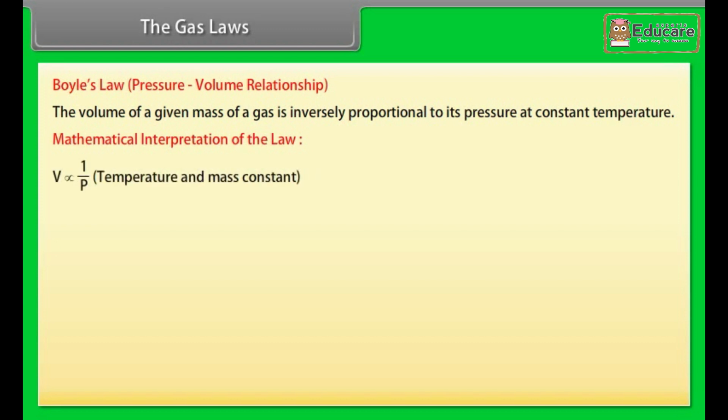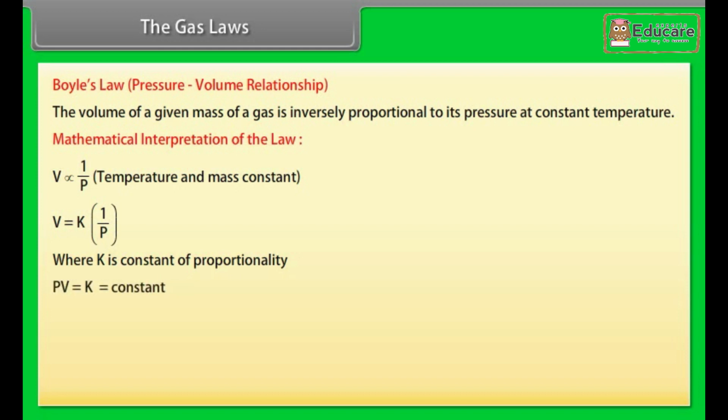Volume is inversely proportional to pressure at constant temperature and mass. V is equal to K into 1 by P, where K is the constant of proportionality. PV is equal to K is equal to constant.